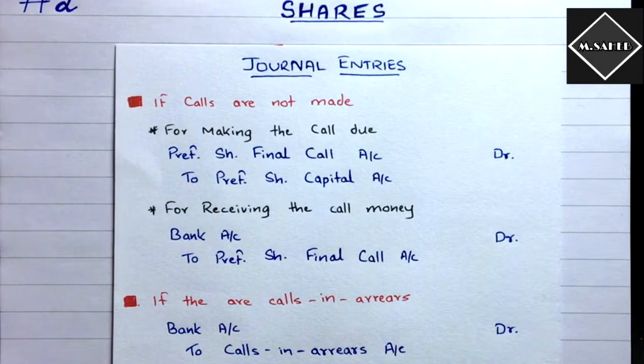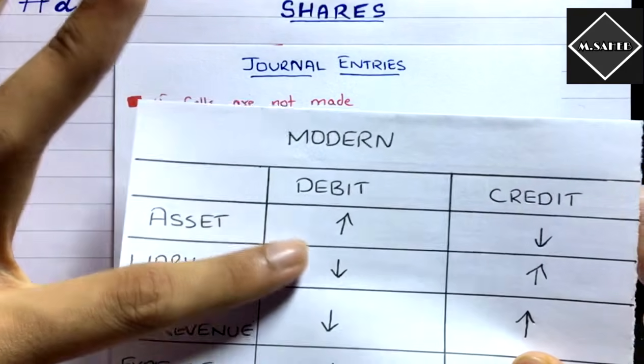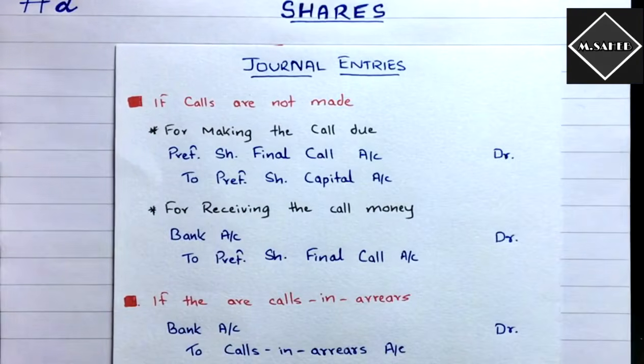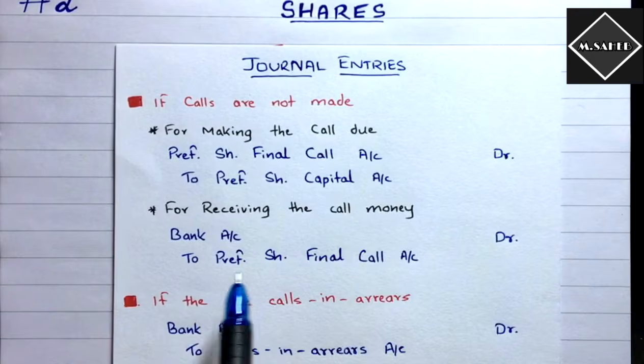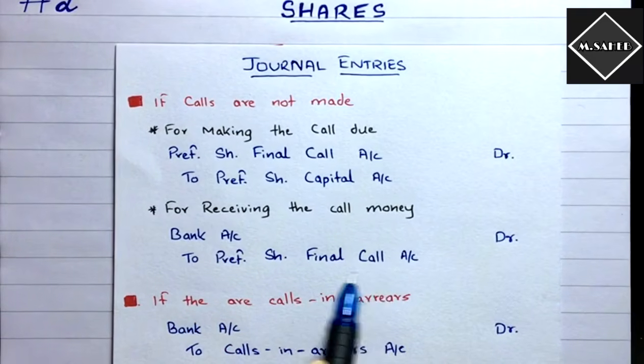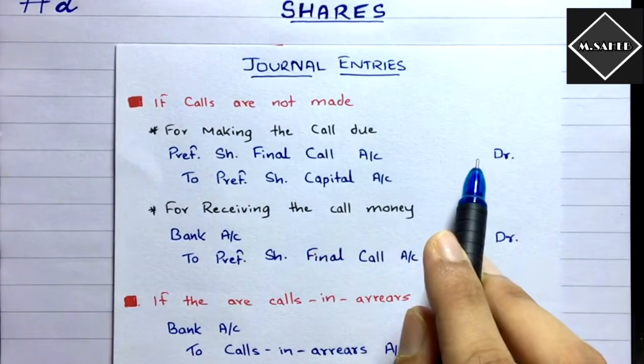So you will pass that entry, the due entry, and then you are gonna assume that all the money has been received. So if you receive the money, bank account is increasing, asset is increasing. So if asset increases, what you do? You debit. Bank account debit, money is coming in. You are receiving money on account of preference share final call account, and you're closing off this account. Here this account was debited. We were supposed to receive the money.